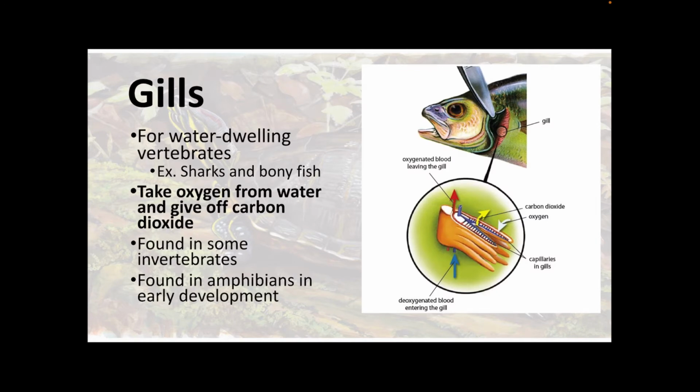So for vertebrates that have gills, they are going to be living in water, like sharks and bony fish. These are the ones that have gills, which allow them to take oxygen from the water and also help them to get rid of carbon dioxide. Gills are found in some invertebrates as well, like clams, lobsters, worms, etc. And then amphibians, like frogs, when they are in their younger stage, such as tadpoles, also have gills and then slowly get rid of them when they get older.